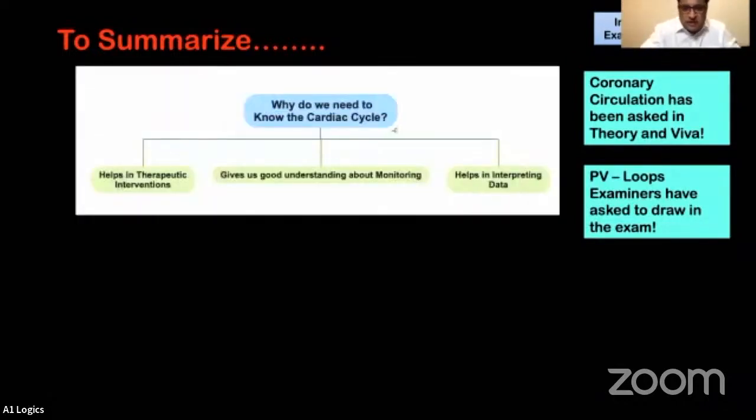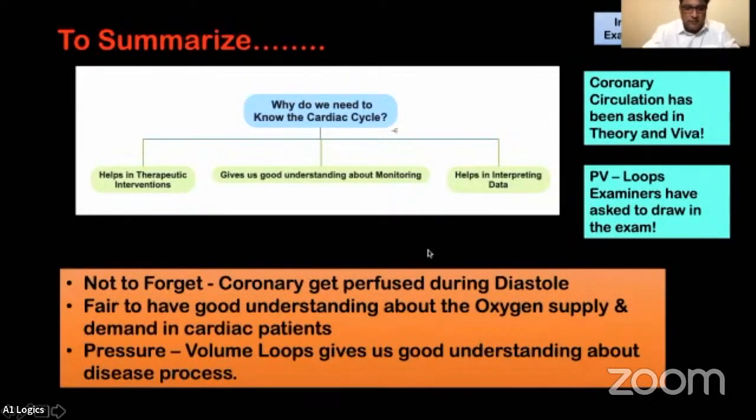Now, many a times the postgraduate students ask, sir, why do we need to know about cardiac cycle? The reasoning is it helps in therapeutic interventions. It gives us good understanding about the monitoring, helps in interpreting the data. So not to forget, coronaries get perfused during diastole. It is very important to have a good understanding about oxygen supply and demand in cardiac patients, because that is a single most event that can cause problems. And pressure volume loops give us good understanding about the disease process.